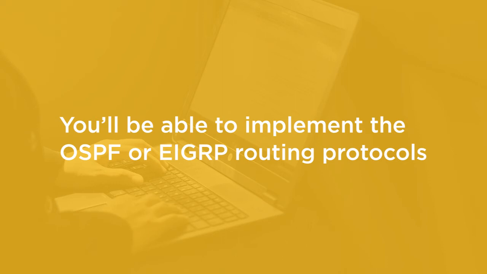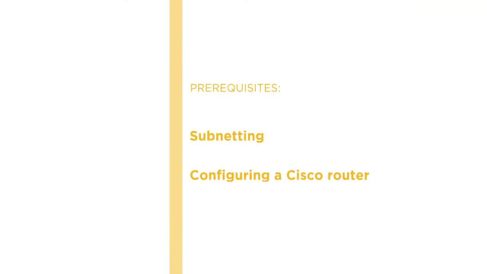By the end of this course, you'll be able to implement the OSPF or EIGRP routing protocols to allow your network to dynamically exchange routing information and create a redundant network. Before beginning this course, you should be familiar with subnetting, configuring a Cisco router, and static routing.